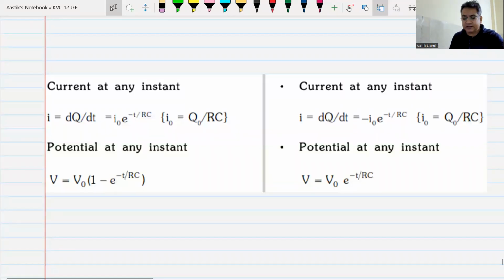Let us write the last part of this. Current at any instant: in the first case, you can find it as plus dq by dt. In the second case, you can write it as minus dq by dt.